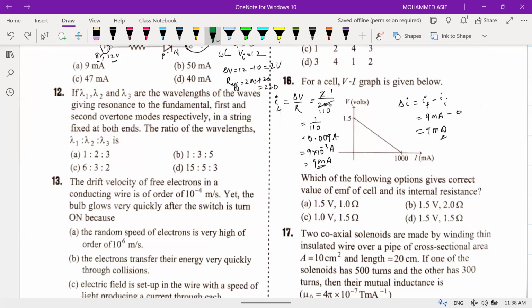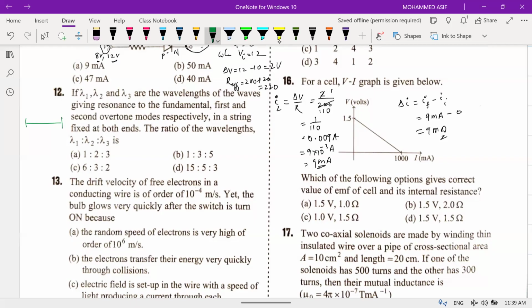Question number 12. If lambda 1, lambda 2, lambda 3 are the wavelengths of the waves giving resonance in the fundamental, first and second overtone modes respectively in a string fixed at both the ends, the ratio of the wavelengths will be equal to how much? Now it is fixed at both the ends, isn't it? And frequencies are given for me: F1, F2 and F3. Fundamental mode, first overtone and second overtone modes.